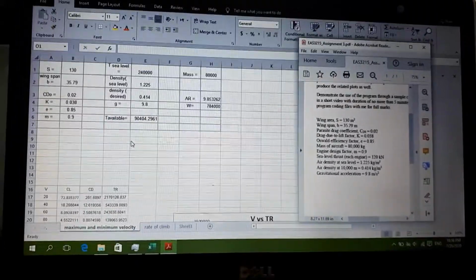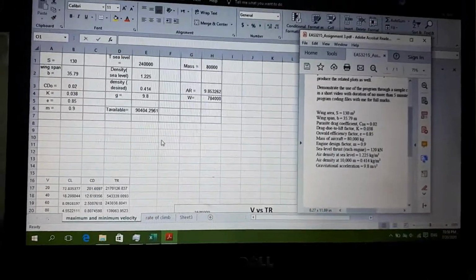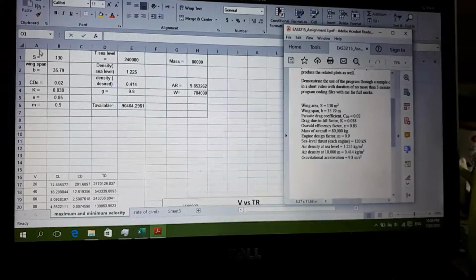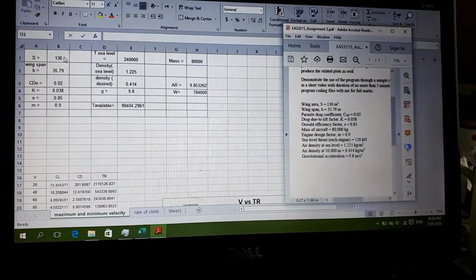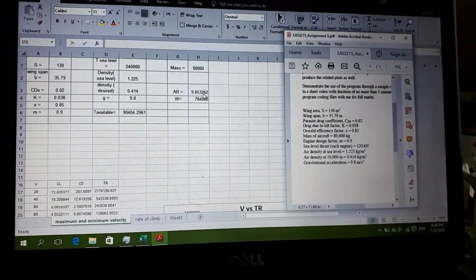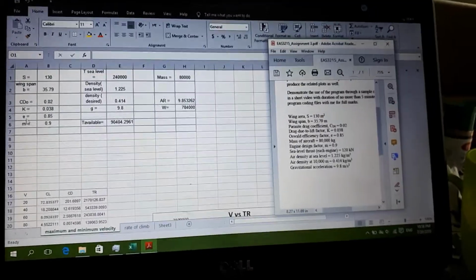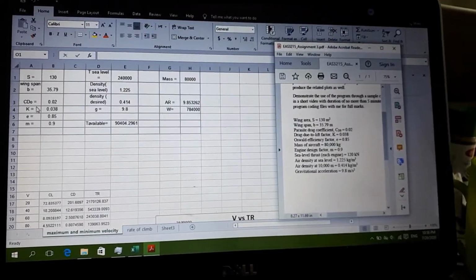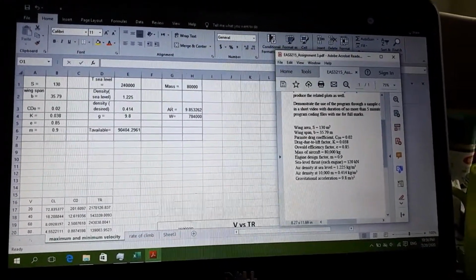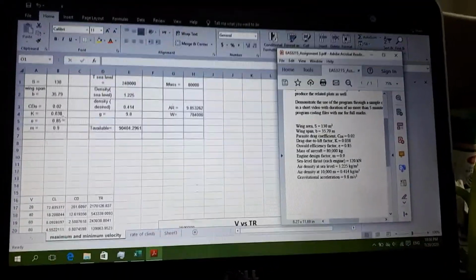So first of all, we're given the parameters, so we need to find the aspect ratio. The aspect ratio is basically b squared over S, the wingspan squared over S. So 35.75 squared divided by 130. You will get the aspect ratio equal to 9.8573262. Then using the aspect ratio, you can find the value of K. K is equal to 1 over pi e AR, where e is the Ostwald efficiency. Pi is equal to 3.14, and the aspect ratio we just calculated. And then we get the value of K equal to 0.038.